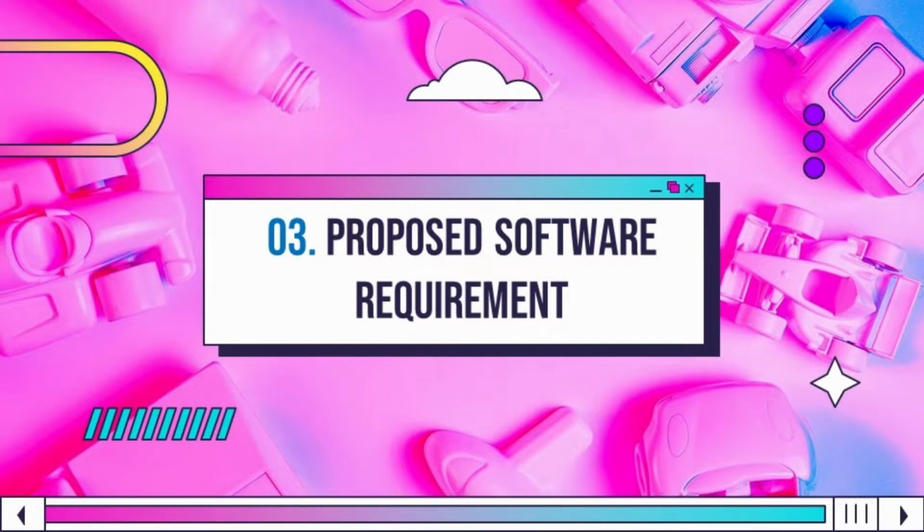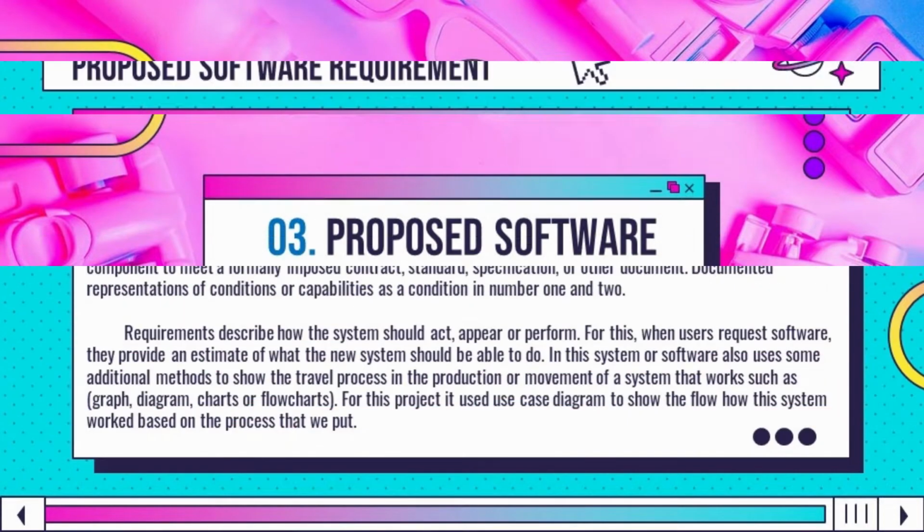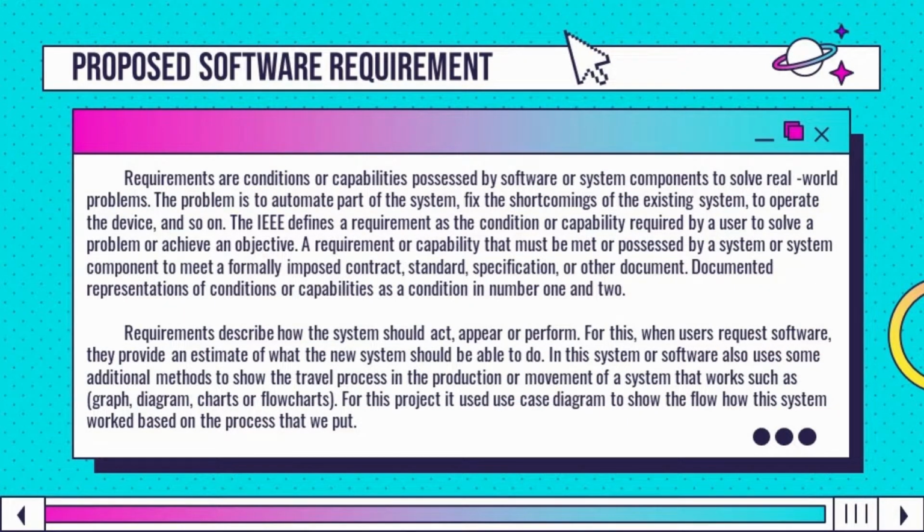Today I will propose software requirements, included in Chapter 3 of the Software Engineering final project. What is a requirement? Requirements are conditions or capabilities possessed by software or a system component to solve a real-world problem. The problem may be to automate part of the system, fix the shortcomings of the existing system, operate a device, and so on. The IEEE defines a requirement as a condition or capability required by a user to solve a problem or achieve an objective.